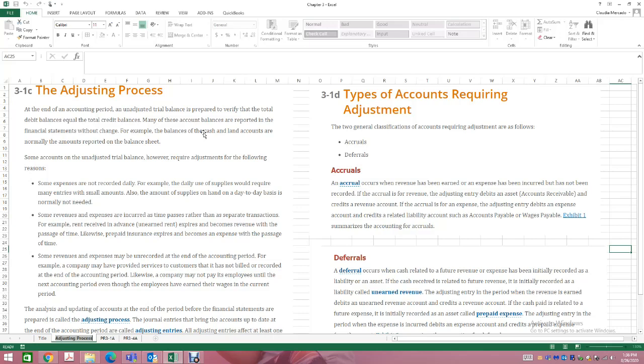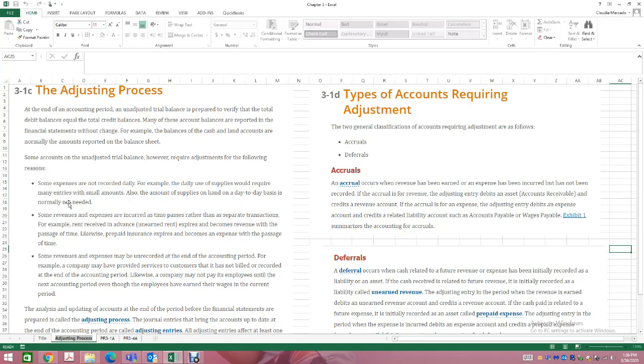Okay, so the textbook gives you some examples of some of these adjustments that need to happen, and that is what the chapter is about, recording various types of end of period adjustments. The textbook says that some of the adjustments are some expenses that are not recorded daily. For example, the daily use of supplies would require many entries with small amounts. Also, the amount of supplies on hand on a day-to-day basis is normally not needed.